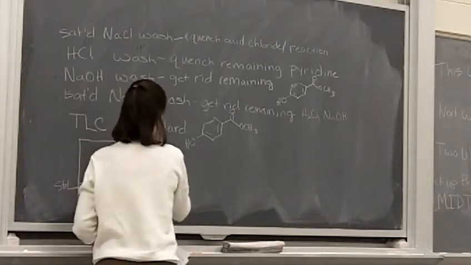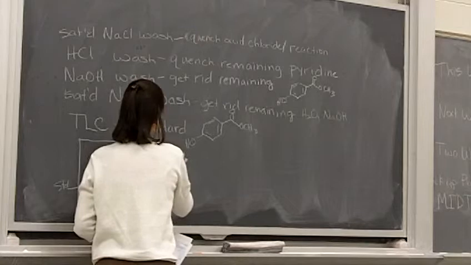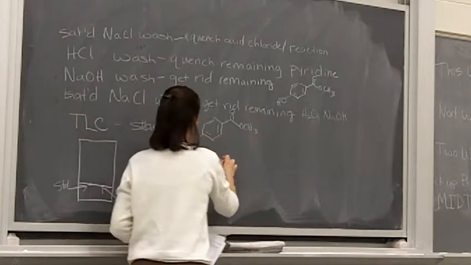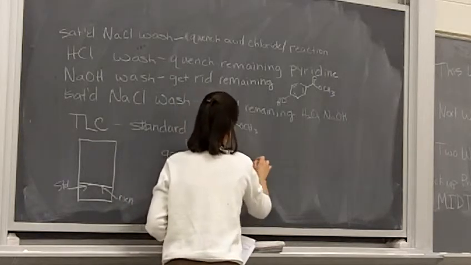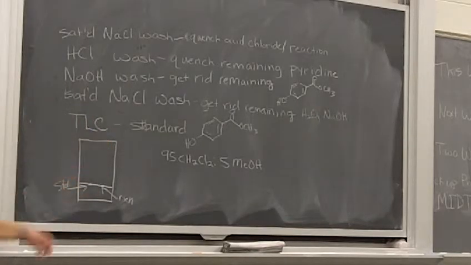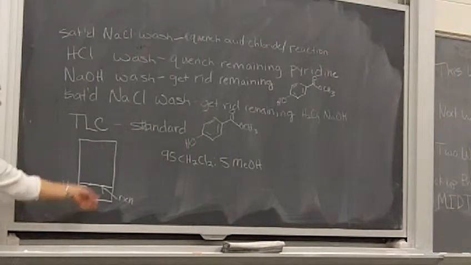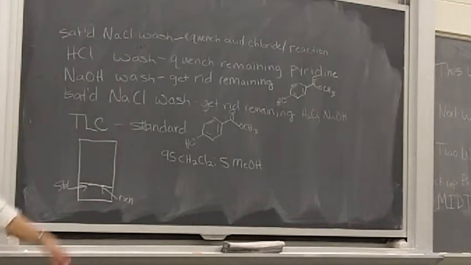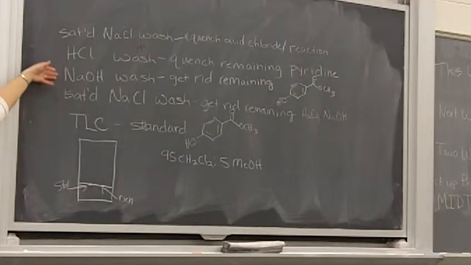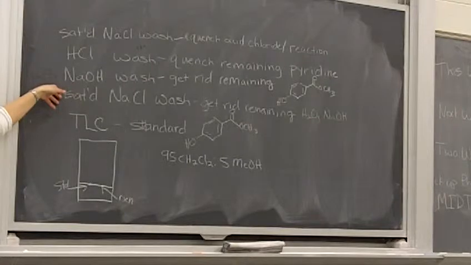And our eluent is a different eluent than we've used so far. It's 95 dichloromethane and 5 methanol. So then you'll develop this TLC plate, okay? If you have a lot of reactant still left in your reaction mixture, then we need to go through these washes again. We don't need to do the HCl wash again, but we need to do the sodium hydroxide wash again, and then do the saturated sodium chloride wash again, okay?